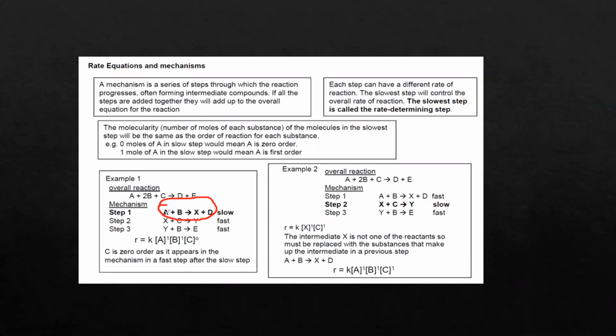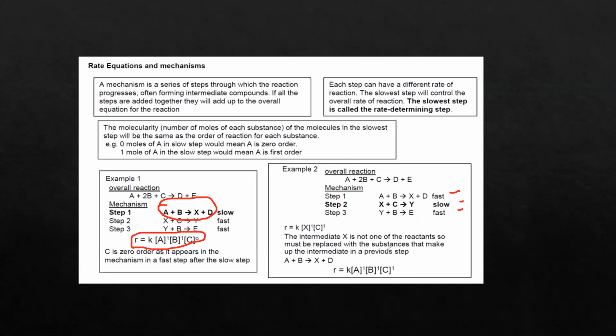So this is first order with respect to A, first order with respect to B, and zero order with respect to C. So the overall equation might be different, but the rate expression may involve different reagents. Same thing, another reaction with the same equation but another example. The first reaction was fast, then slow, and then fast.